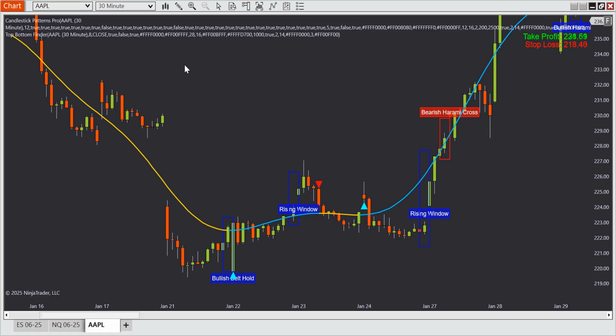And then for our last example, got the Apple 30-minute chart here, and I've added the top bottom finder. And for this one, obviously, as the name suggests, tops and bottoms, it is going to point out. And for this, I always look for a move away initially from the line here. And again, we have a video on the top bottom finder as well you can check out.